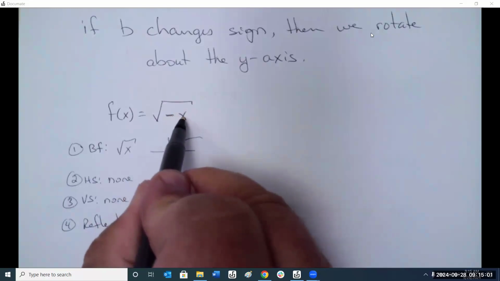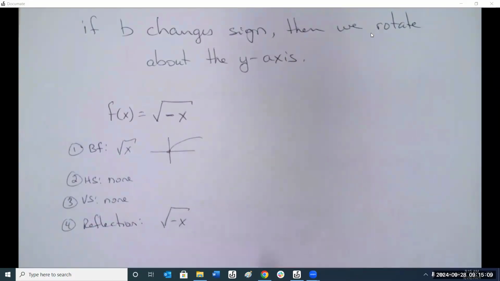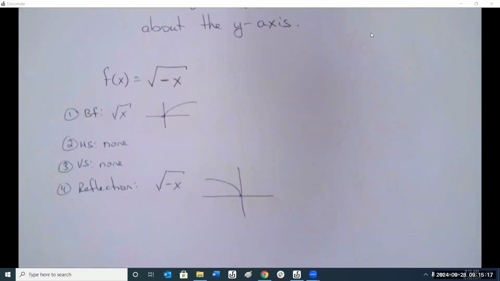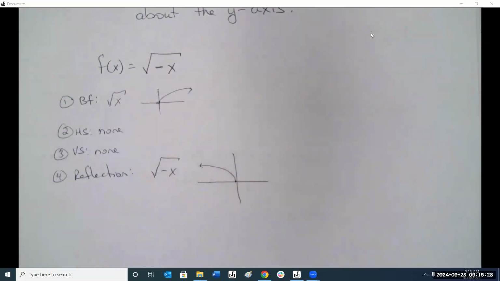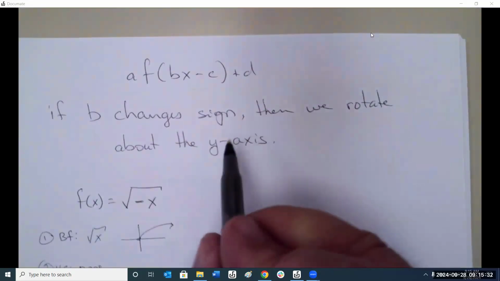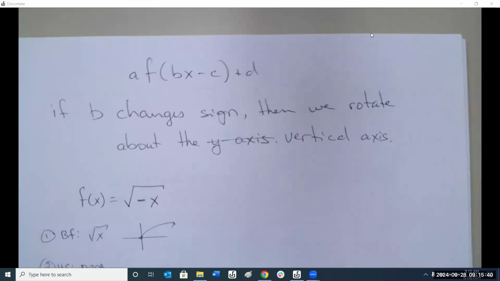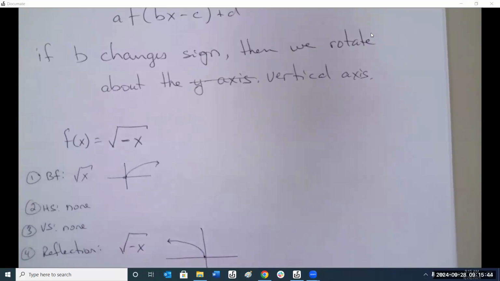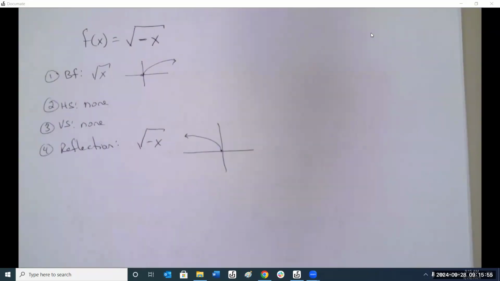Is there a reflection? Yeah, since the value of x changes signs, now it's supposed to be positive, but now it's negative. It happens inside, so it's a horizontal flip. We flip across the y-axis. So if x is negative, you draw the graph and then flip it across the y-axis, the vertical axis. I should say, then rotate about the vertical axis, because you won't always be at the origin. When we do horizontal and vertical transformations, we're no longer at the origin. You're still flipping your horizontal across the vertical axis. All right, so that's if A and B change signs.